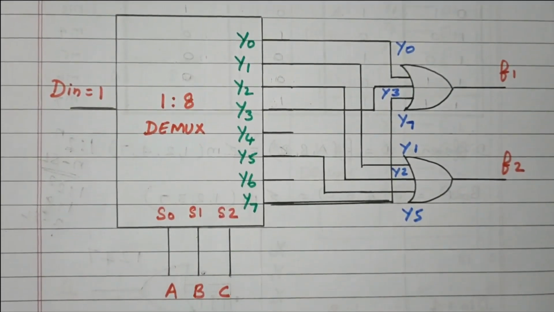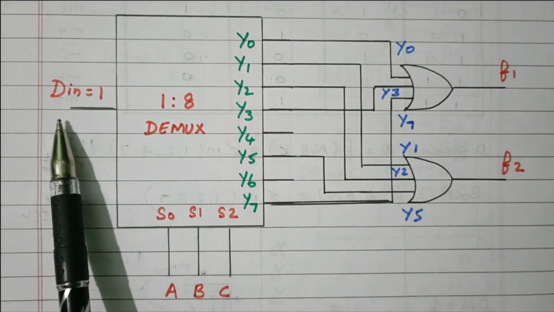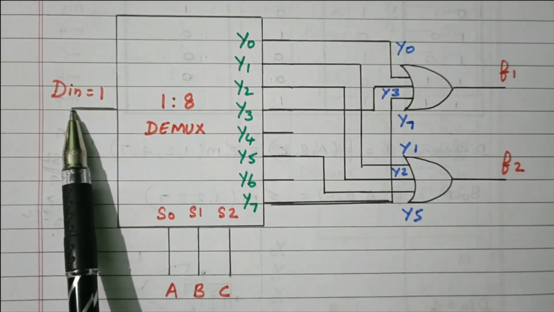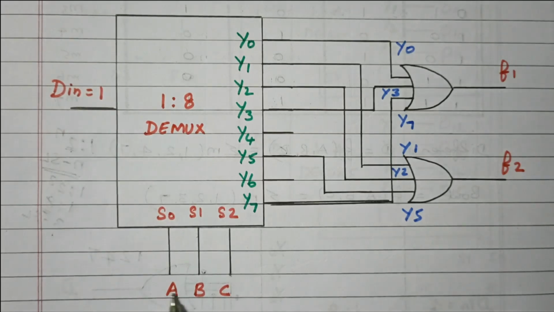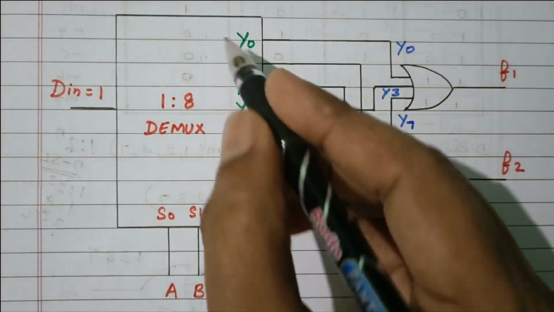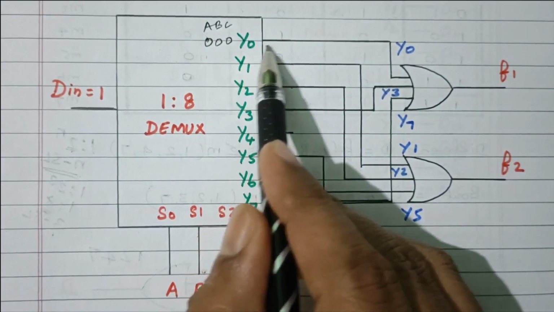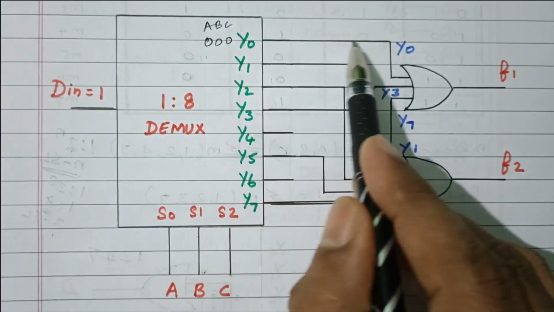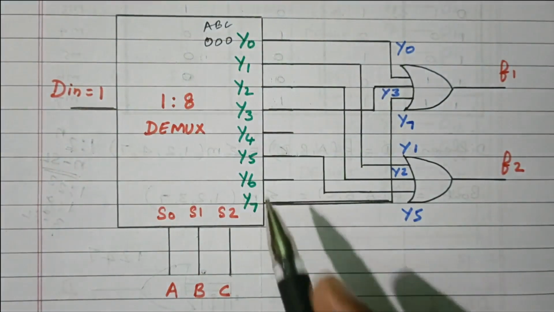So this is the 1 to 8 demultiplexer. The Din is given as 1, logical 1. These are the 3 selection lines. Based on the value of the selection lines, the output will be produced. For example, A, B, C equal to 0, 0, 0 means Y0 will be available. Y0 will produce the output. This 1 will be available at Y0. All other outputs will be 0.